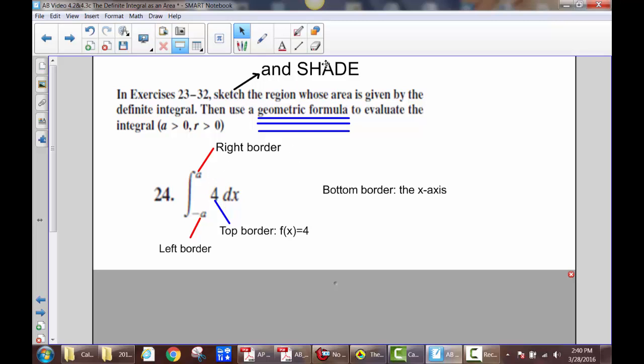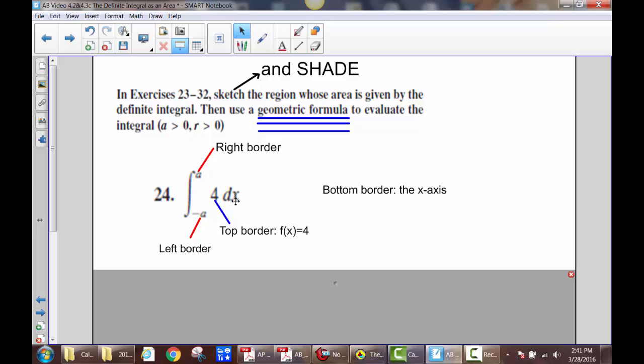Sketch and shade the region, because it's a region, whose area is given by the definite integral. The next interesting thing is they don't want you to integrate it by hand. They want you to use a geometric formula, and this is crucial, a geometric formula to evaluate the integral. Now, they couldn't come up with a number like -5 to 5 or -6 to 6. They had to just use -a to a and tell you a is positive.